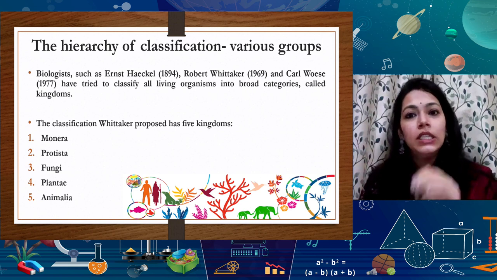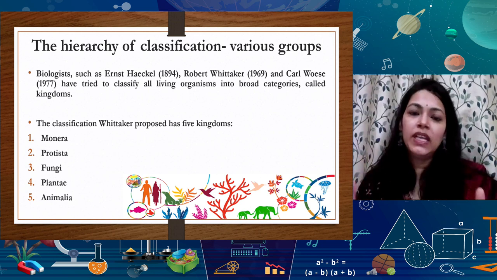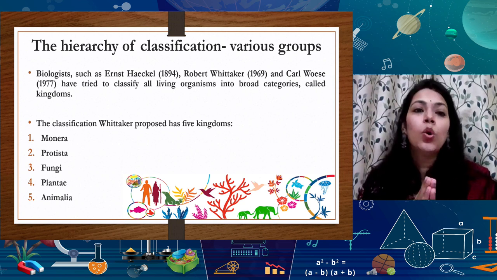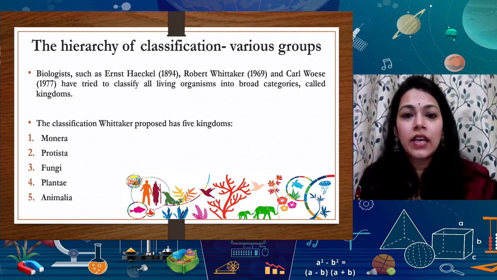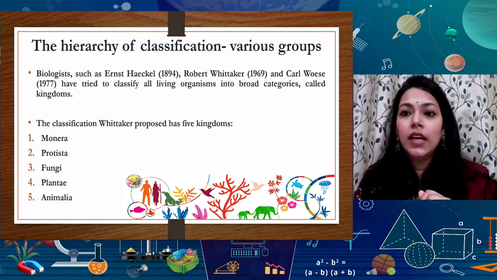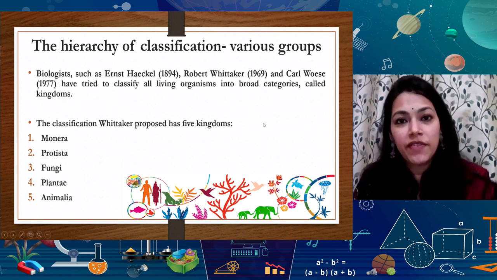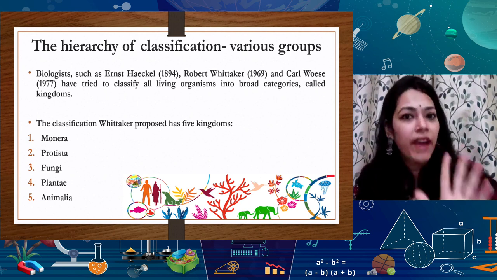So students, this important part, I would like to end my conversation here. After understanding the basis and criteria of classification, we really need to understand now what is the present accepted form of classification. This has also been a journey. There was one scientist, Ernst Haeckel, in 1894, Robert Whittaker in 1969. And there are different scientists who have given classification at different points of time. But the most accepted one is R.H. Whittaker's classification, that is the five kingdom classification.